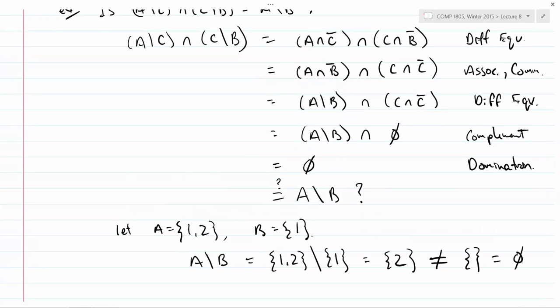Right, so it'll always be fairly straightforward like this. However, on a test, I encourage you to go to the membership table route because that was sort of guaranteed to work in a fixed amount of time. So the other thing you can do here is make a membership table for both of these things, and if the columns don't match, then they're not equal. Yeah?